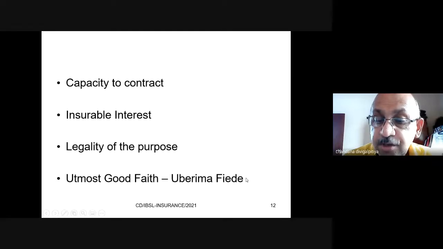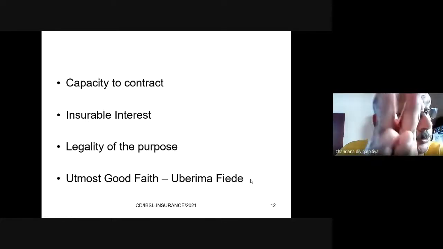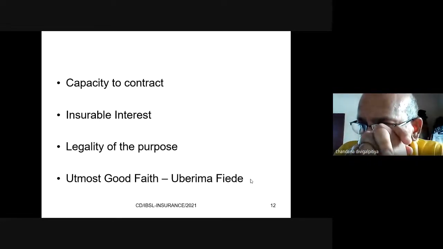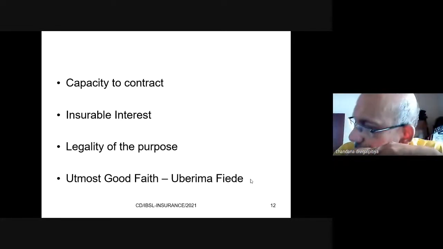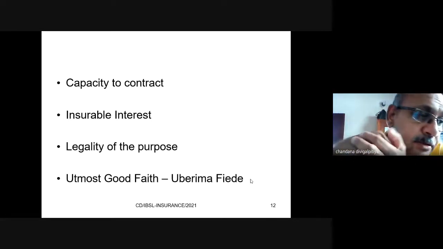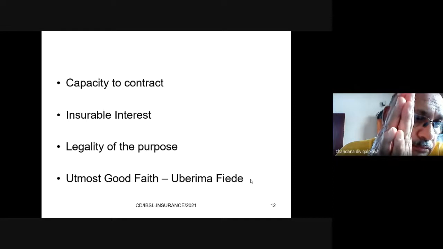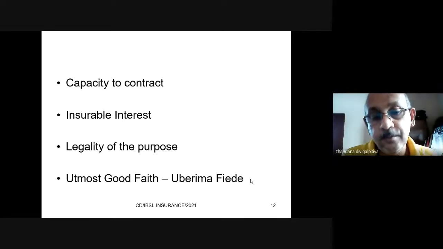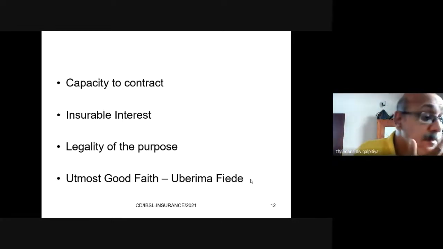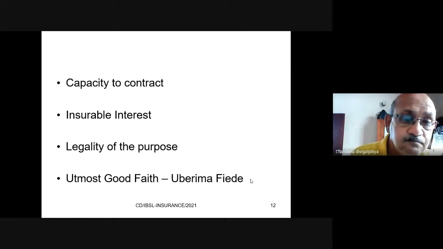So uberrima fides means put dash here. Dash, which means the insured must disclose all the material facts in the proposal form. Right.